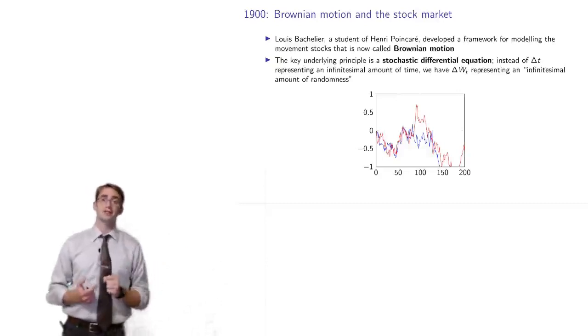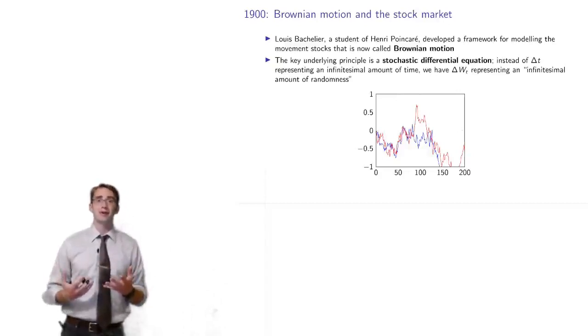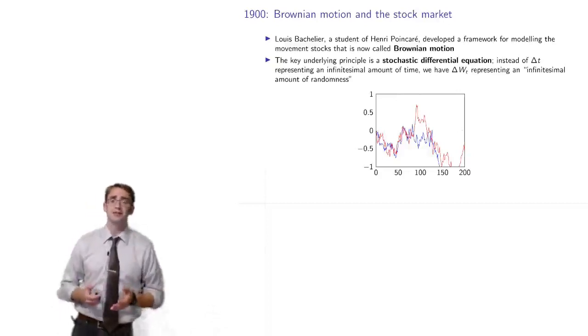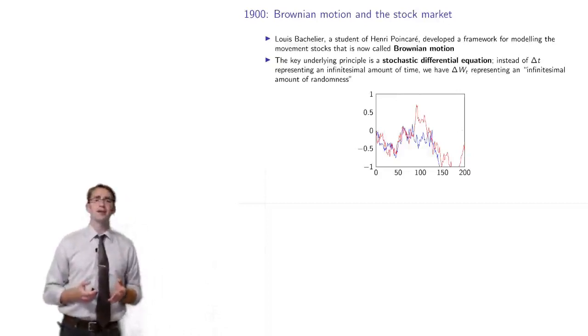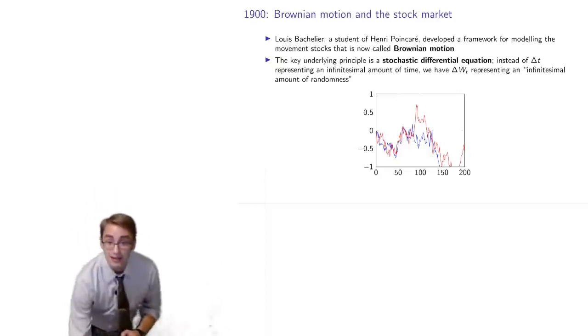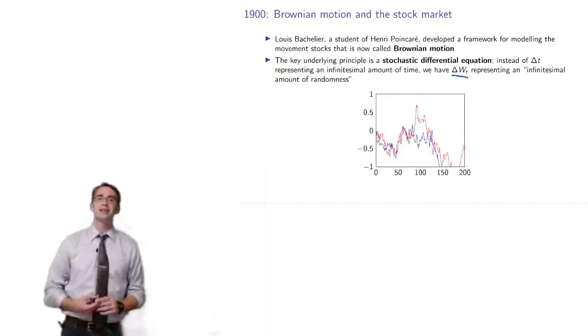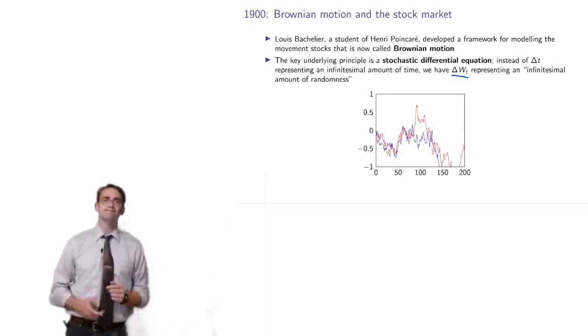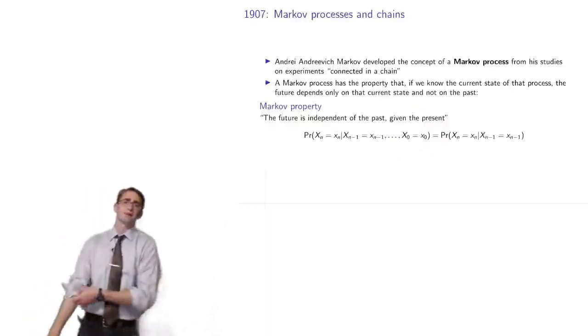You might have seen differential equations before. Maybe the most common context is one where you talk about small increments of time moving along and some function that is varying with respect to that. When we talk about a stochastic differential equation, we now talk about something called an infinitesimally small amount of randomness, which I've written here with the delta W_t. It's a very complex abstract concept, not something we're going to talk about in this course, but a very interesting one. 1907, Markov processes and chains.